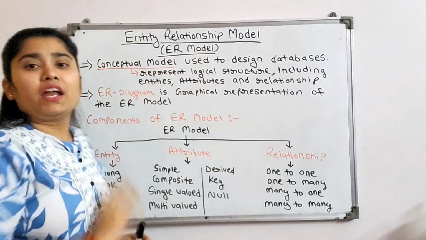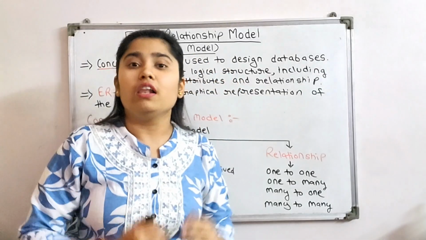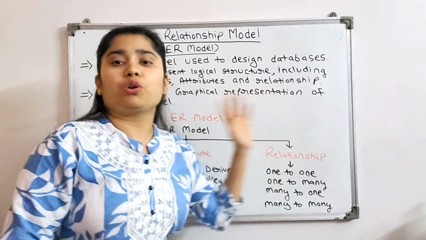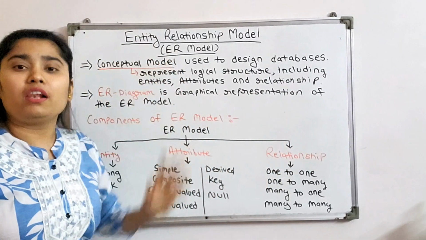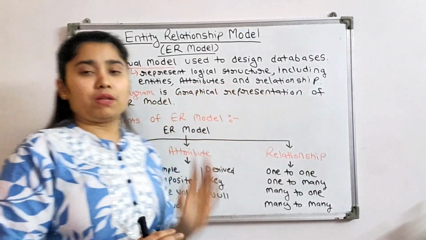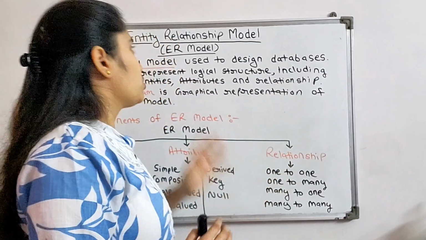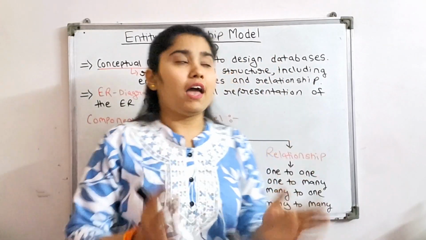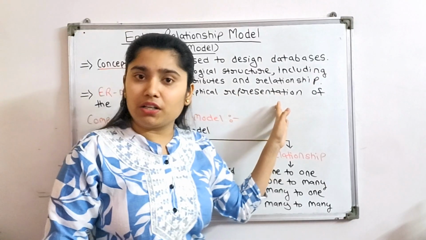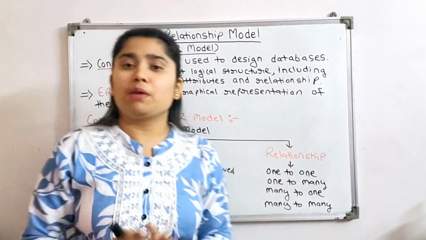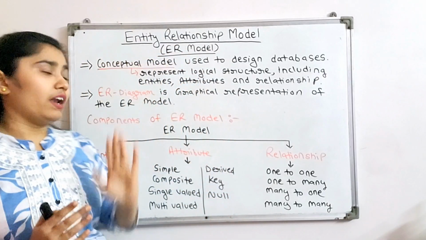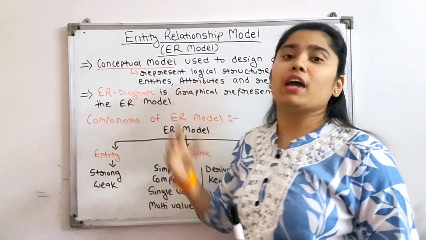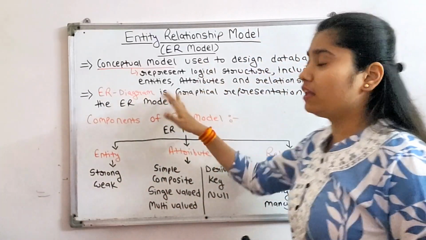Now with the help of the entity relationship model, we draw the ER diagram. What is the ER diagram? ER diagram is the graphical representation of the ER model. So simply the ER model defines the concepts or rules for the database design part, and the ER diagram is a graphical representation of those concepts with some shapes, like rectangles, ovals, and diamonds. So with these shapes we draw the ER diagram. I hope you are clear with the ER model and the ER diagram part.